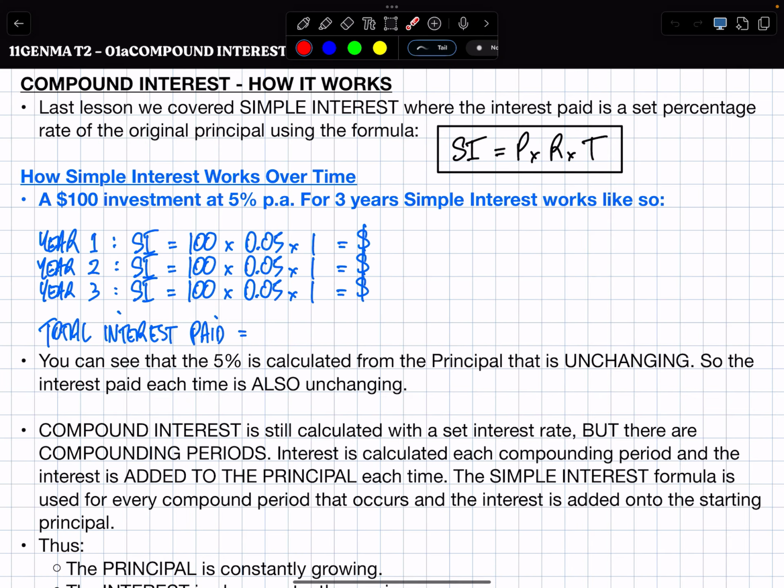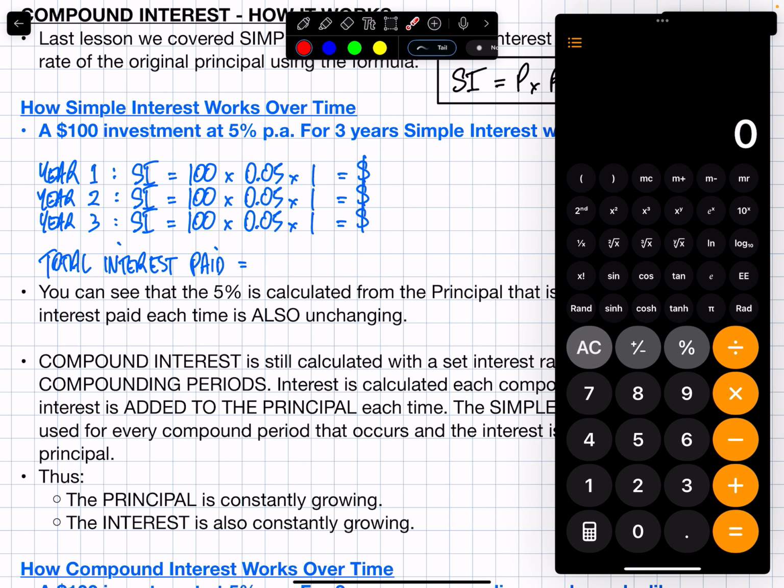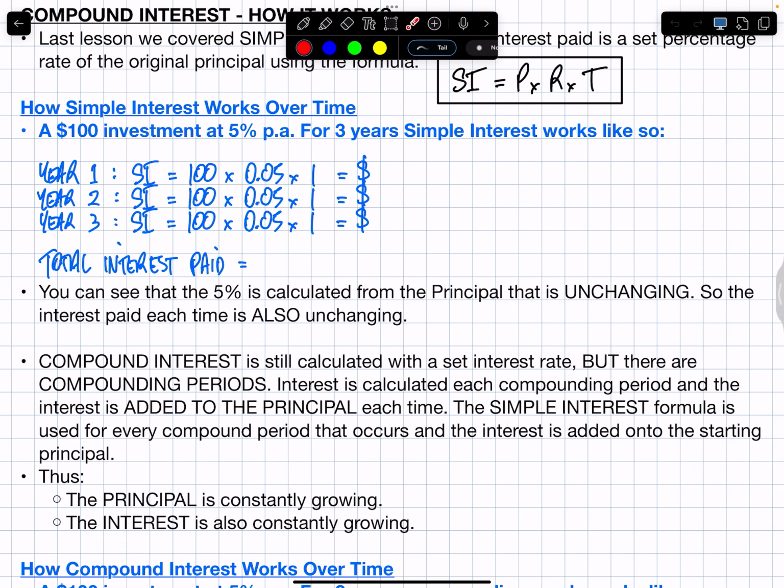So compound interest, how does it work? What I have shown you is the simple interest formula so far. So let's see how simple interest actually works over time. Year 1. So if I had the arrangement, $100 investment at 5% per annum for 3 years simple interest, this is how it works. First year, you find 5%, which is 0.05, times by 100. So in the first year, you're going to earn $5 of interest.